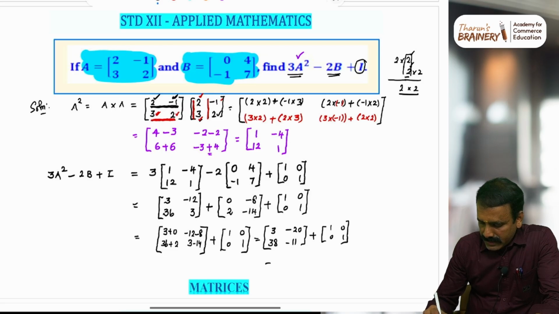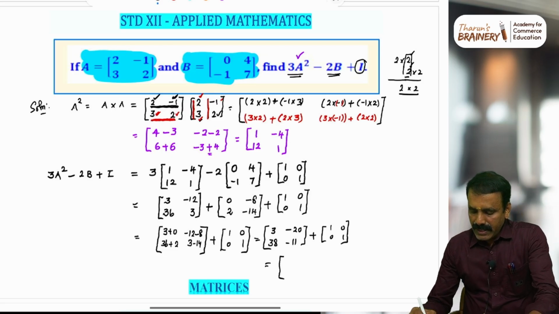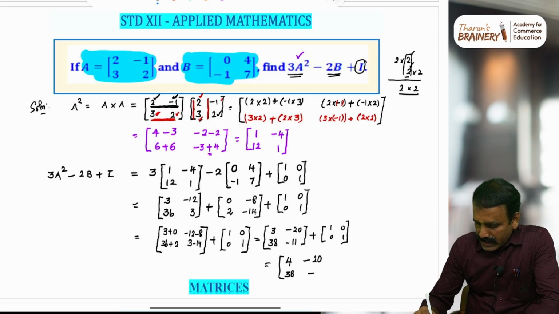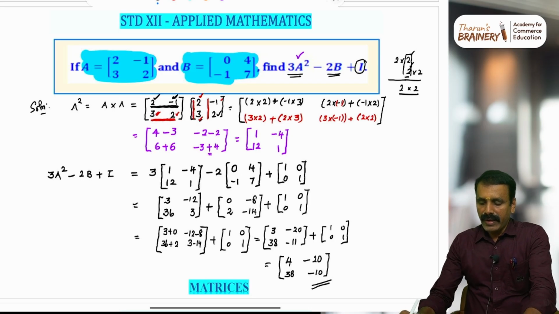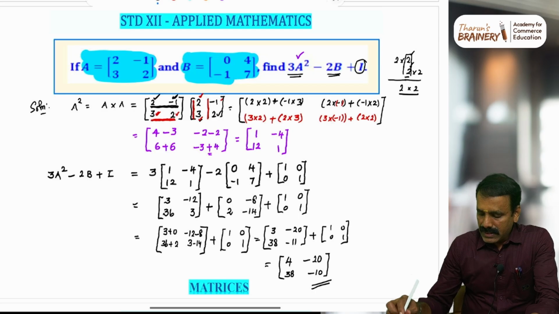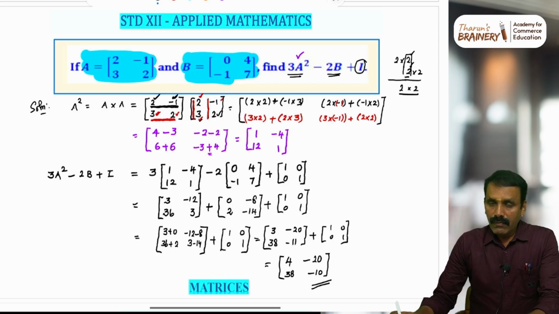Now we add. It is a very simple addition, so we can add straight away. 3 added with 1 gives you the answer 4. Minus 20 plus 0 is going to be minus 20 only. 38 added with the 0, it is going to be 38 again. Minus 11 plus 1 will be equal to minus 10. We have to subtract 1 from 11 and put the bigger number symbol. That's it. So this is the final answer. 3A square minus 2B plus I is equal to 4, minus 20, 38 and minus 10. We move on to the next question.